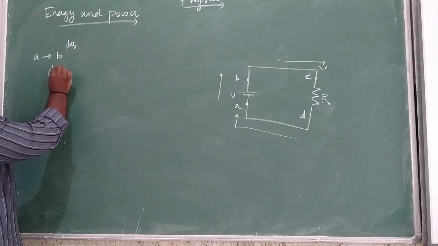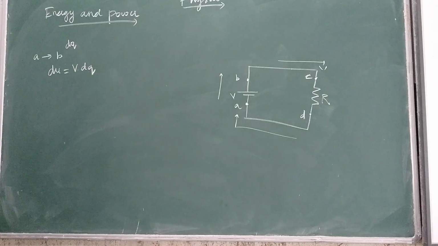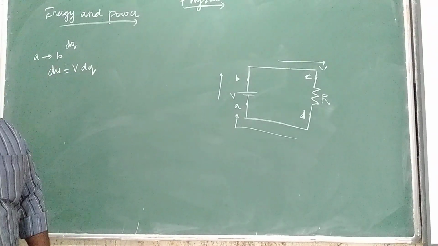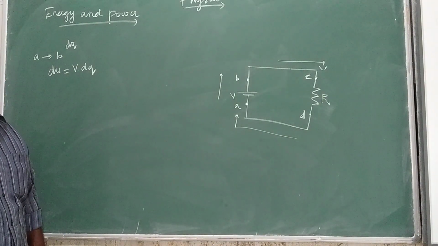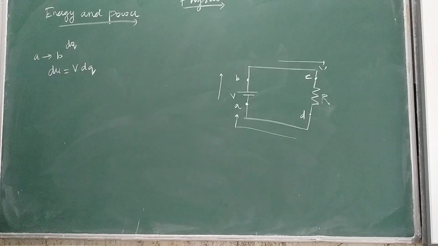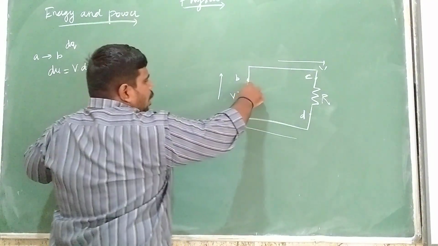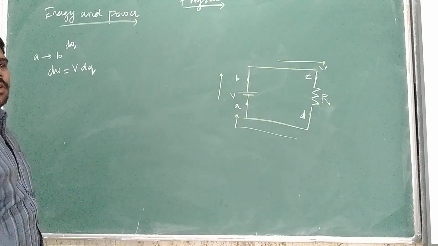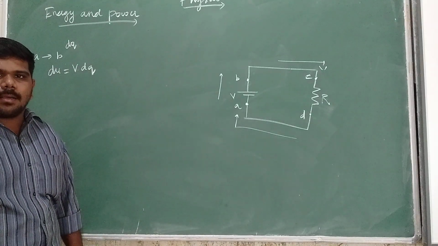Consider a battery having a voltage V connected to a resistor of resistance R, and we assume a charge dQ moving from point A to B, then passing through points C to D, then back to A. When the charge dQ moves from point A to B, it gains an electric potential energy of V into dQ.